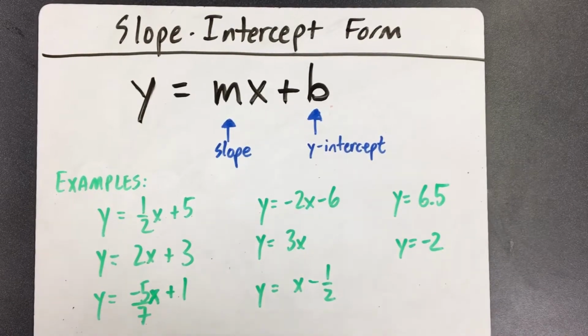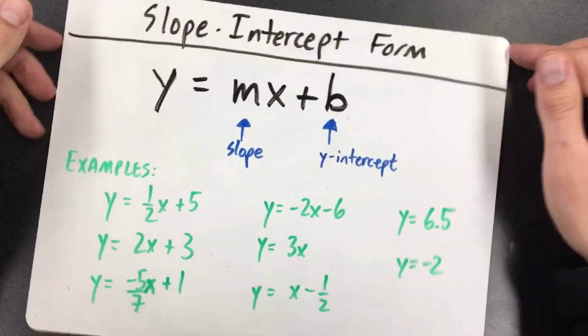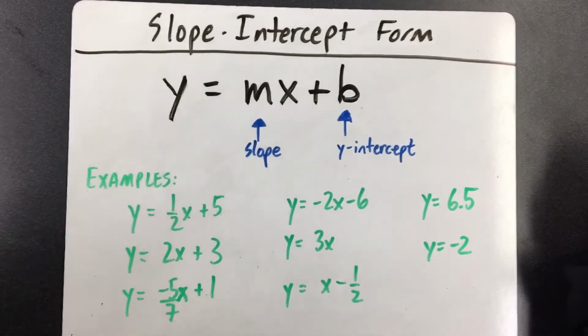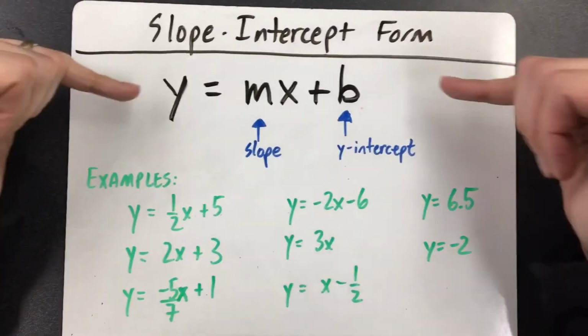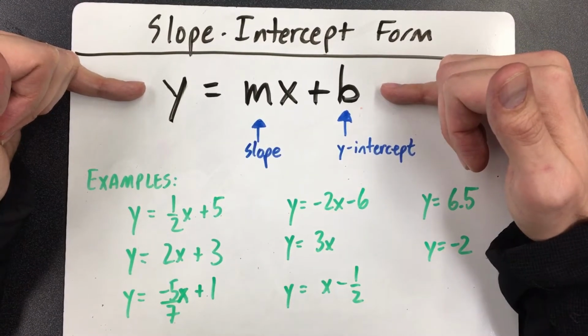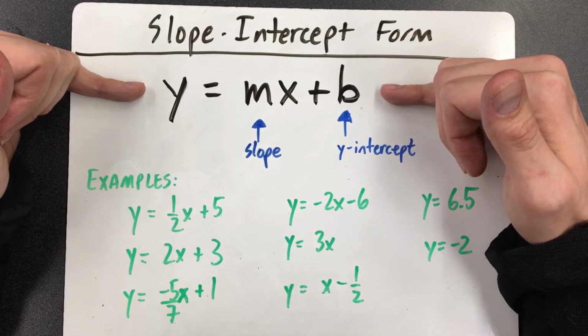But anyway, this is probably the most commonly used method to write the equation of a line, slope-intercept form. And on my board right now, this is the format. Math people aren't always the most creative. If I was more creative, I might be like an art teacher or a drama teacher.